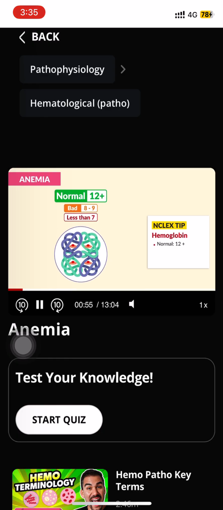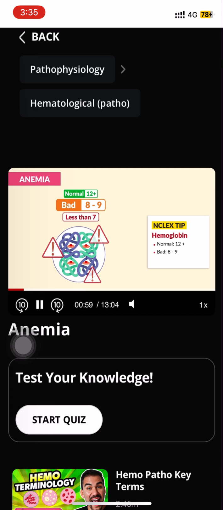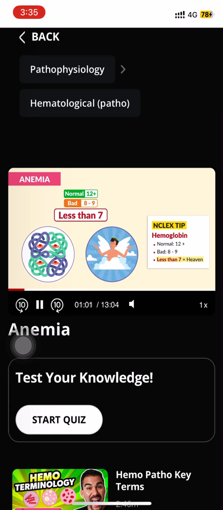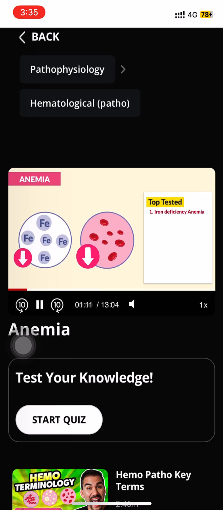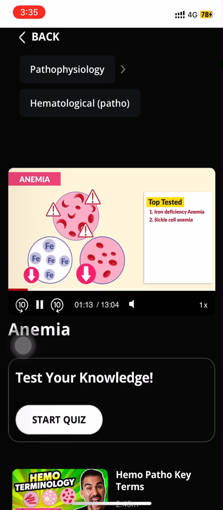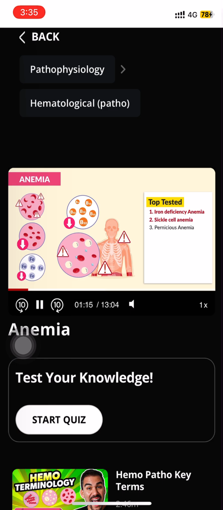Normal values are over 12. Now it becomes bad when it's 8 to 9. And anything less than 7 sends your patient to heaven. These are must-know key numbers here, so write it out and know it by heart. Now the main types of anemia to know for exams are iron deficiency anemia, sickle cell anemia, and pernicious anemia.